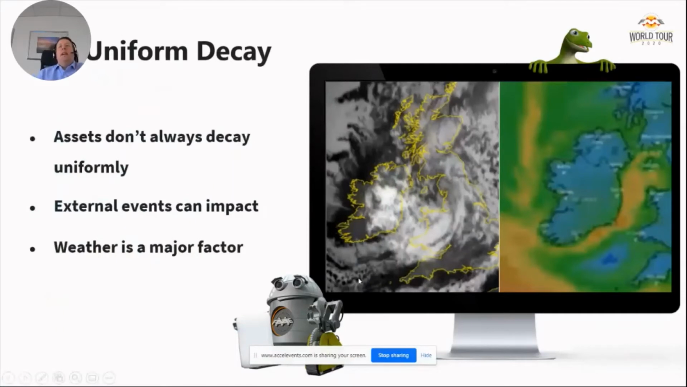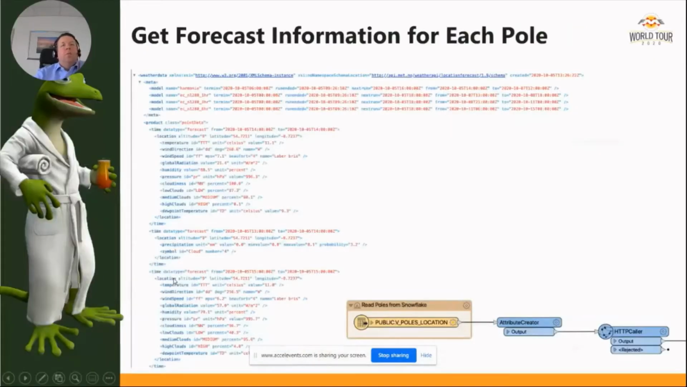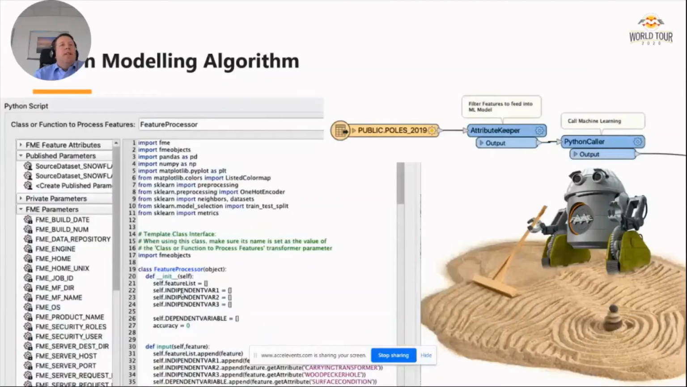If you had been at the FME World Tour last year, you would have seen how we're using FME to do some of this machine learning analytics. With assets, they don't always decay uniformly. External events can have an impact, and weather can be a major factor. So we were going to take weather information, overlay that onto the asset information, and start forecasting when assets are going to fail. We were able to get the information for each pole using FME. We read the data in from the data warehouse, and then used Python to do the modeling, the machine learning, to forecast when the poles were going to fail or were going to be at a dangerous level.